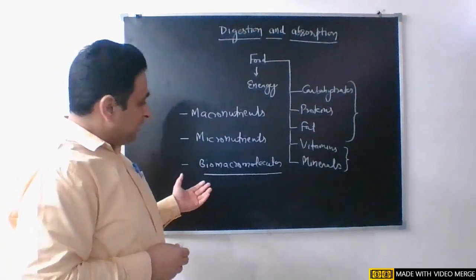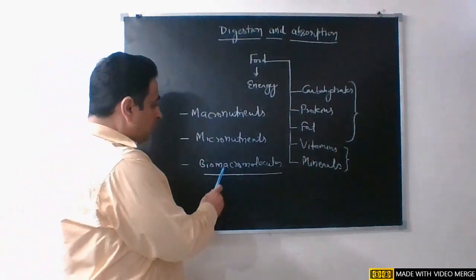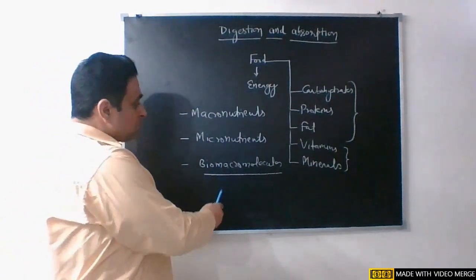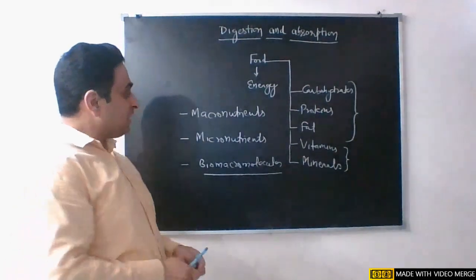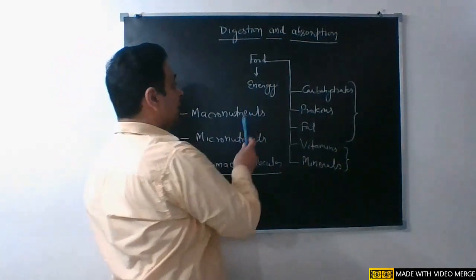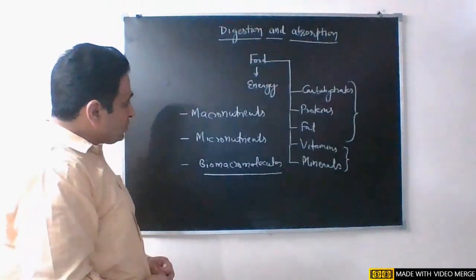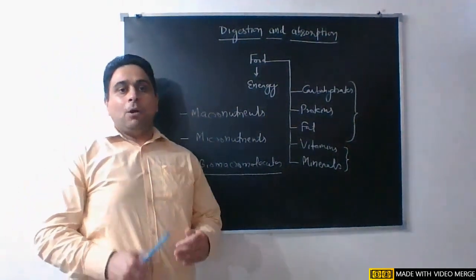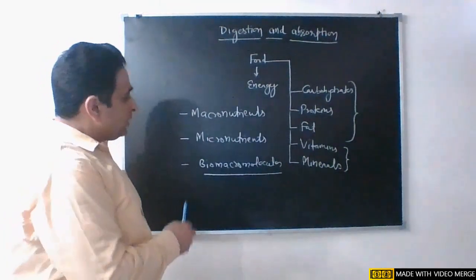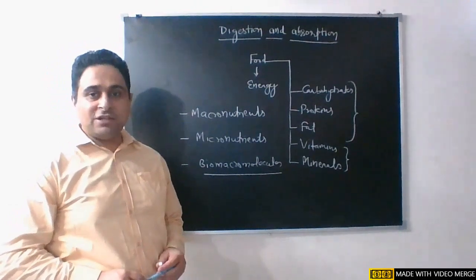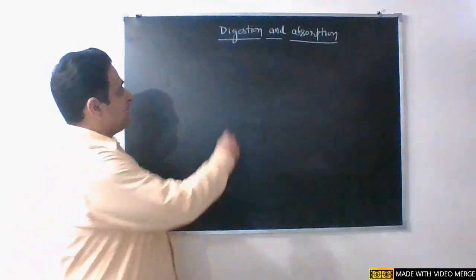And for this, students, the breakdown of these large non-absorbable macromolecules into simple smaller molecules so that they can be absorbed properly, the process is called digestion. And for digestion, students, in our body there is a proper system called the digestive system. So now we are going to start the human digestive system. Friends, let's start.